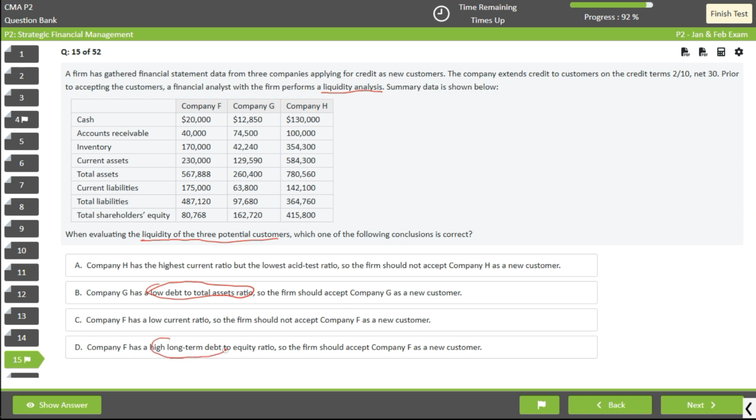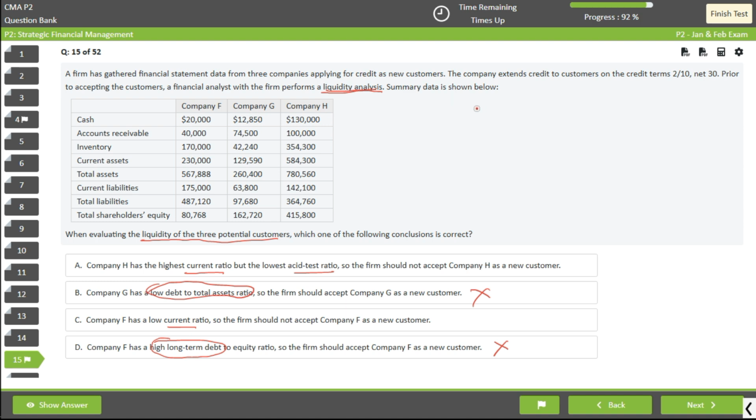High long term debts, not high long term debts. So this is an incorrect option, and this is also incorrect because we have to do the liquidity analysis, not long term debt. So let us now calculate what they are asking. First they are asking the current ratio and acid test ratio, so we have to calculate the current ratio and acid test ratio for all these three companies.